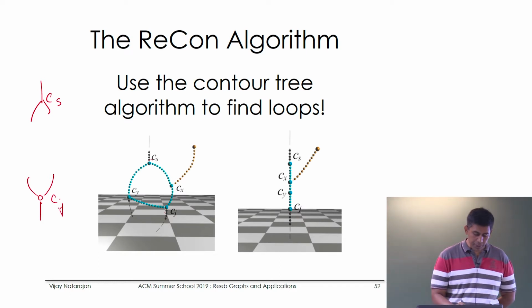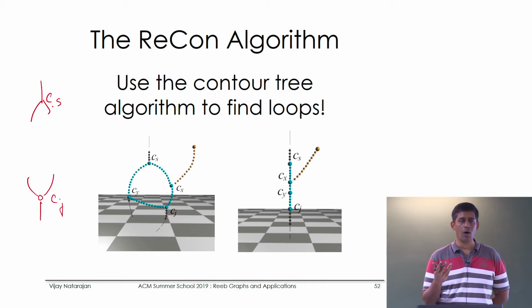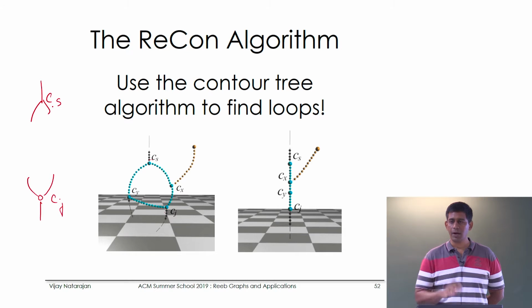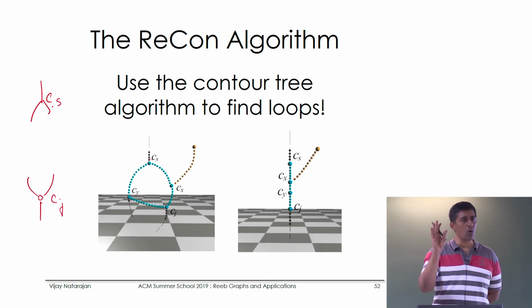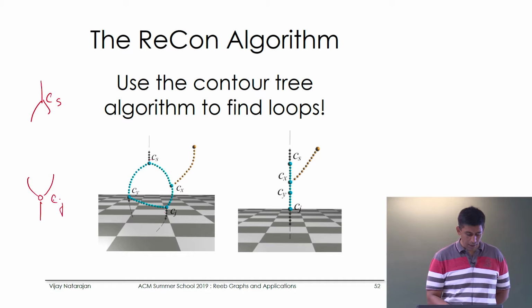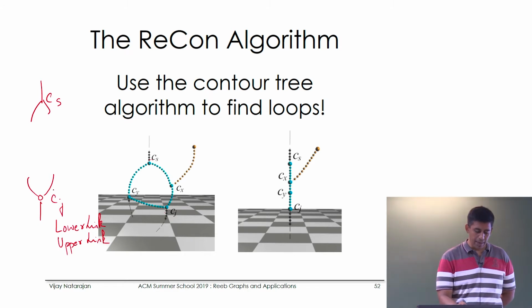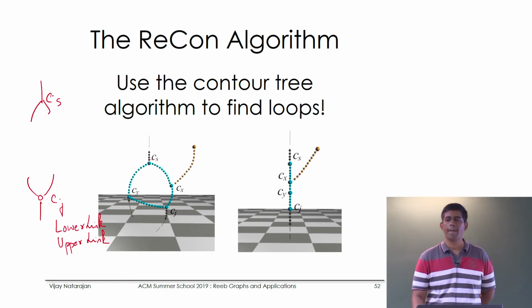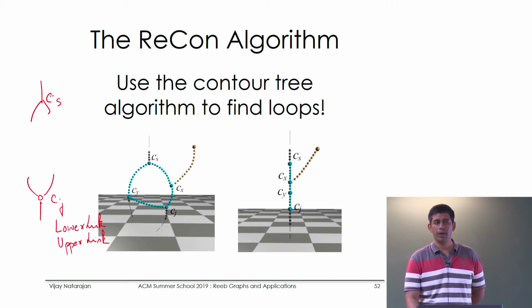I can distinguish between C sub j and C sub s. How? I know my classification of critical points. Forget about the Reeb graph for now. I go look at every point. I can look at the lower link, upper link. From that I know whether I am C sub j or C sub s.